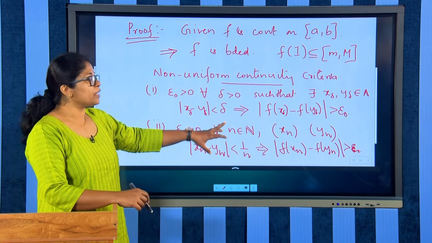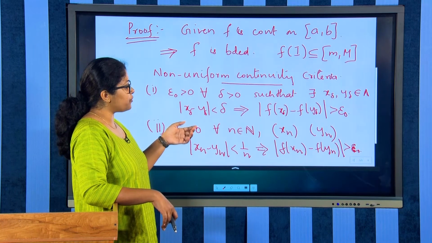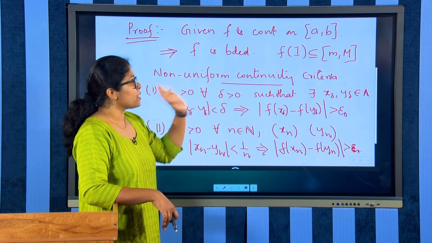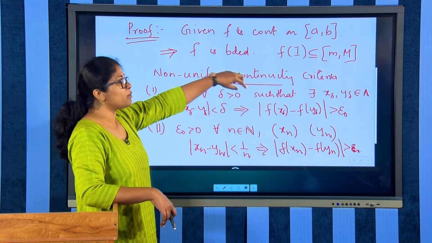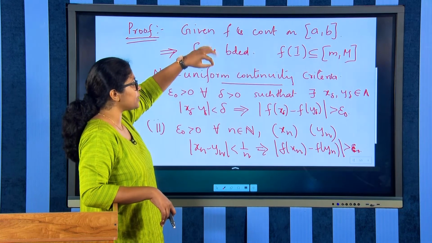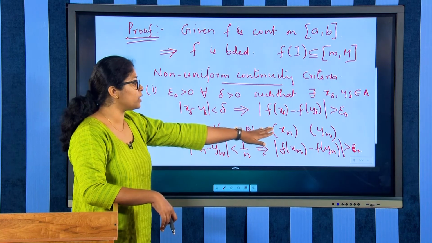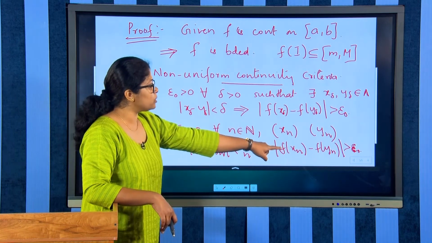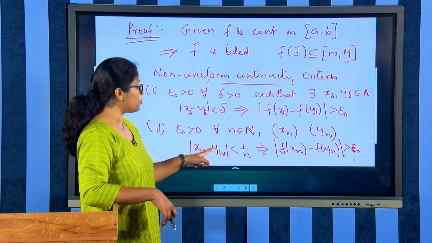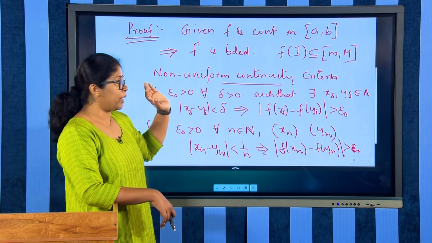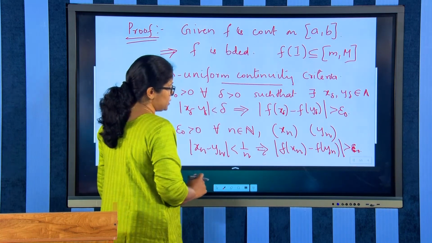So, these two are the non-uniform continuity criteria which force a function to be non-uniformly continuous. Given epsilon naught greater than 0, either we should be able to find at least 2 points corresponding to every delta for which this condition holds, or for every natural number we should be able to find 2 sequences which show that modulus of f of xn minus f of yn is greater than epsilon naught whenever modulus of xn minus yn is less than 1 by n. So, using one of these conditions we are going to prove this.